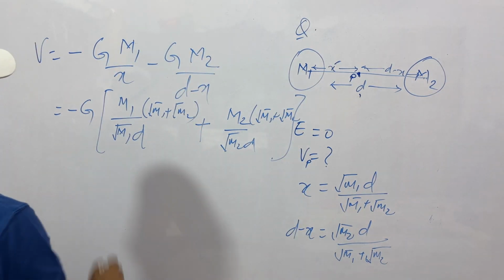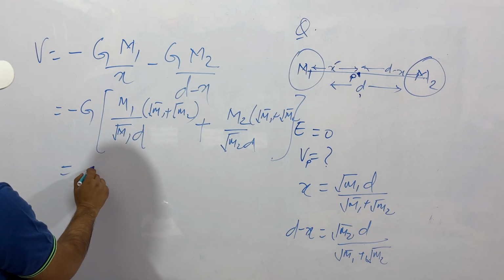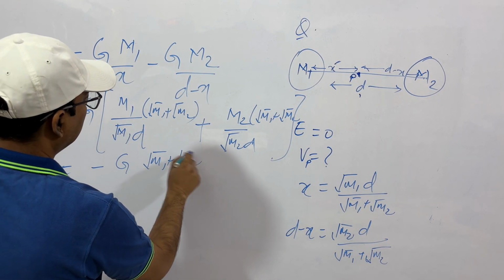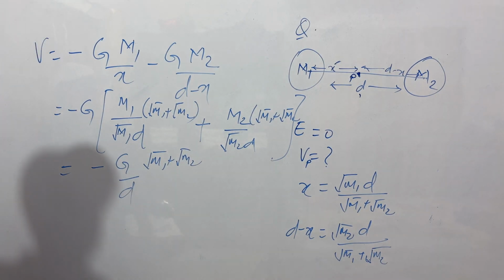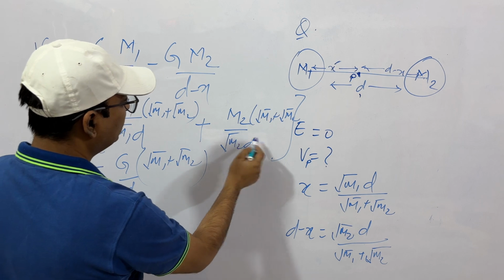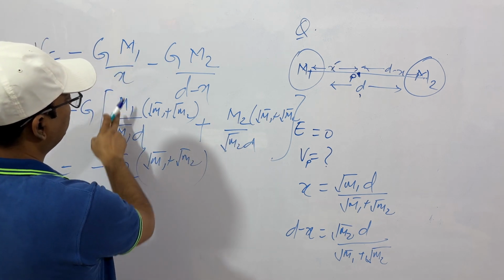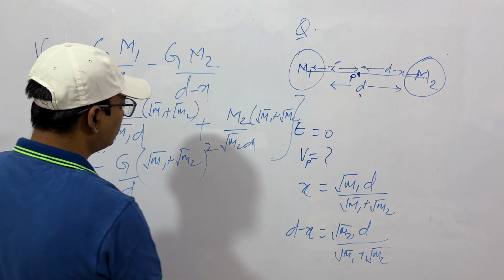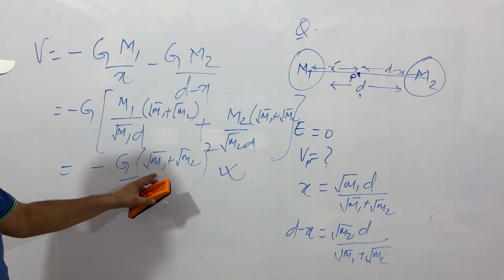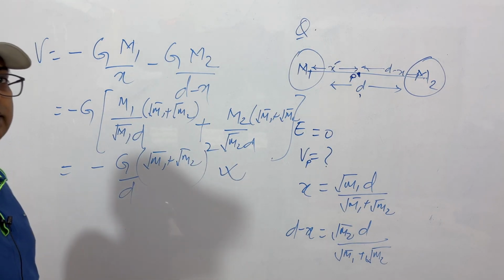Okay. See, we can take minus G root m1 by d out. So when you take this out, what you'll have? Root m1 plus root m2. See, this is root m1, this is root m2. So this becomes a square of this. So this is our value. The potential will be minus G by d, root m1 plus root m2, whole squared. Okay.